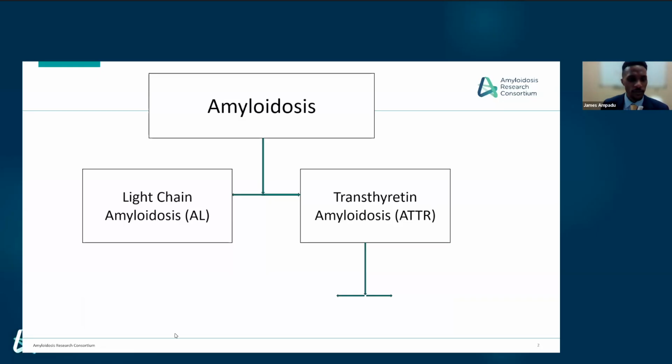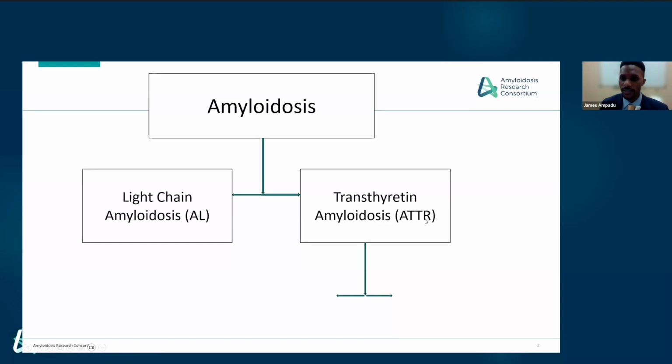So first one being light chain amyloidosis. So the L stands for light chain. Plasma cells, they make antibodies. On antibodies, you have light chains. You get buildup of these light chains in excess. They misfold, and then they lead to amyloid deposits, and they deposit into the tissues. And we said this can deposit in the heart tissue.